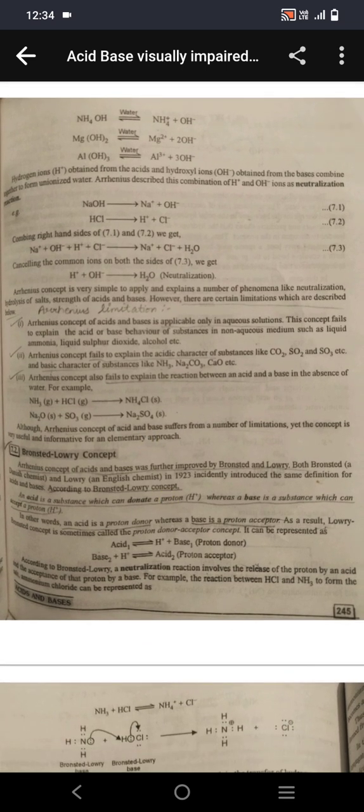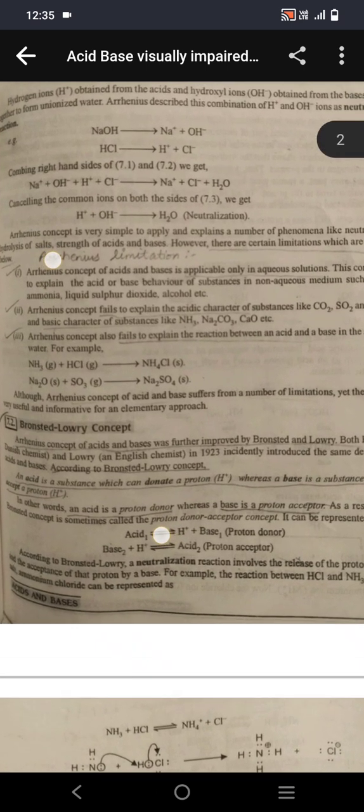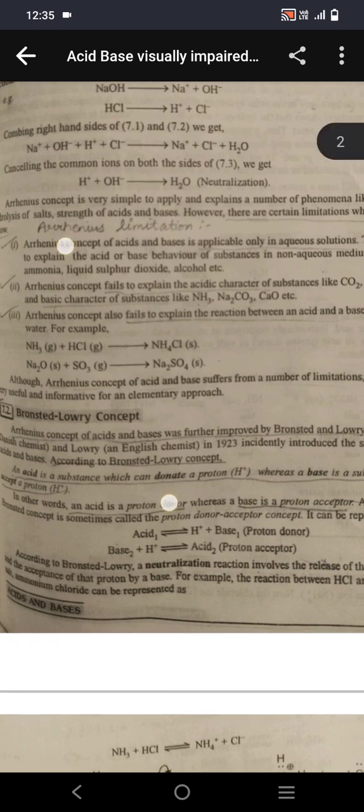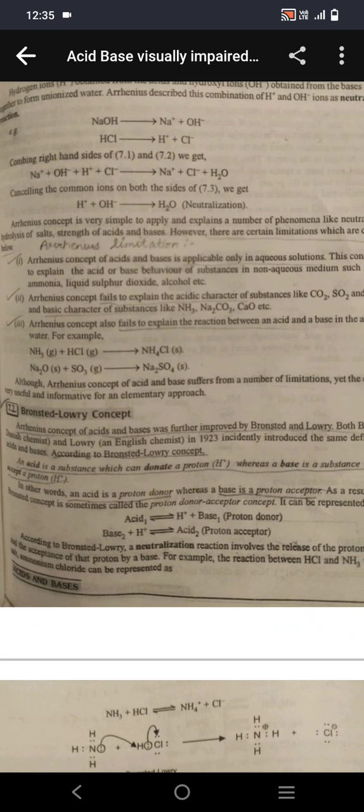Although the Arrhenius concept of acids and bases suffers from a number of limitations, yet the concept is useful and informative for an elementary approach. So our second topic is the Bronsted-Lowry concept.